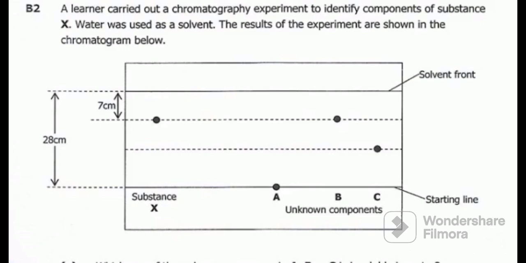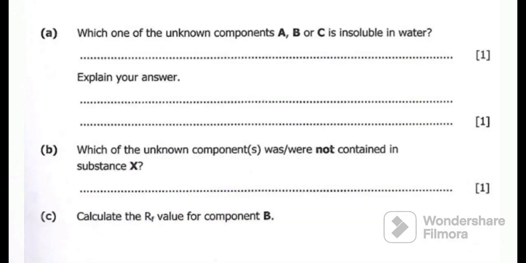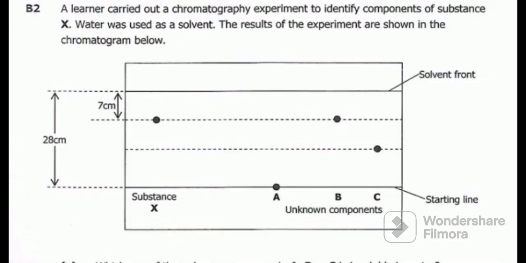Let us try to study the chromatogram we have. On my left hand side we have substance X, and on my right hand side we have three unknown components. We also have the starting line and the solvent front. The first question asks: which one of the unknown components A, B, or C is insoluble in water?